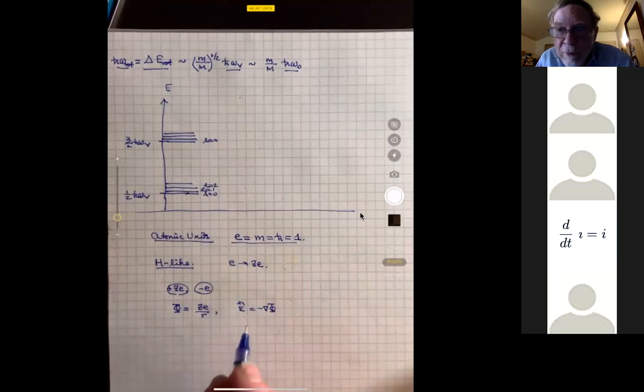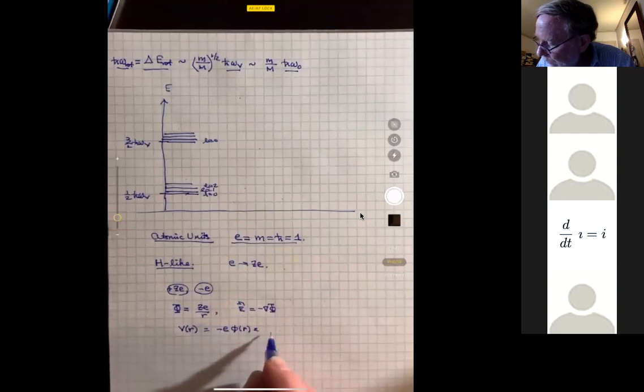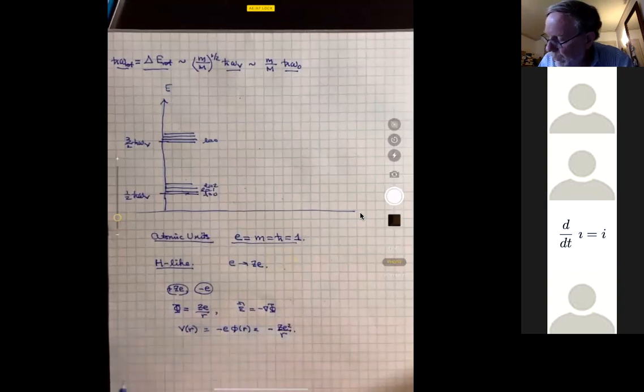By the way, the electric field produced by the electron is not well described by electrostatics because the electron is moving. See, that's an issue. But for the nucleus, it's kind of okay. This means that the mechanical potential of the electron is the charge of the electron, minus e, times phi of r, and that's going to give us minus Ze squared over r, like so. That's what occurs in the Schrodinger equation.